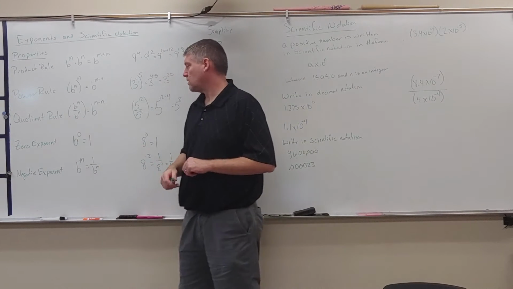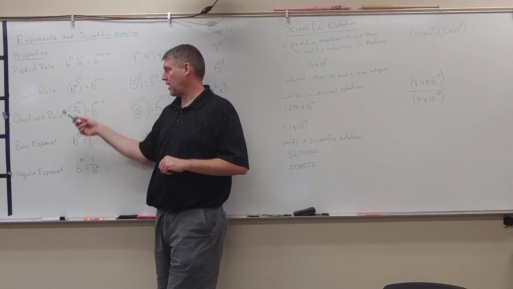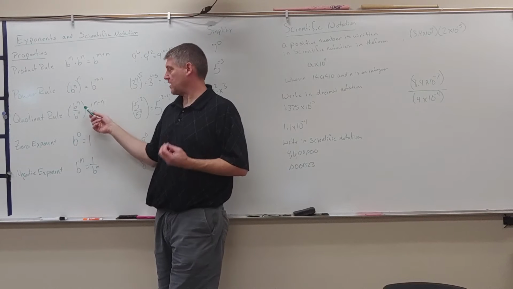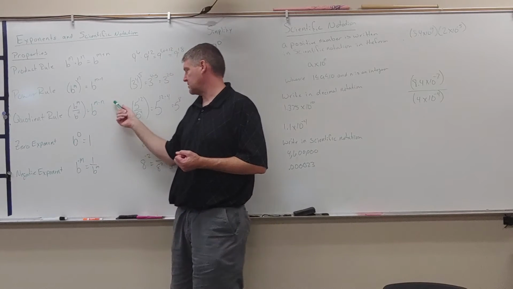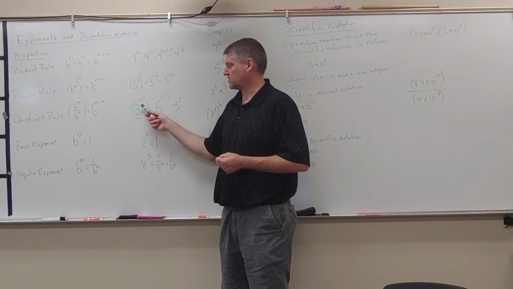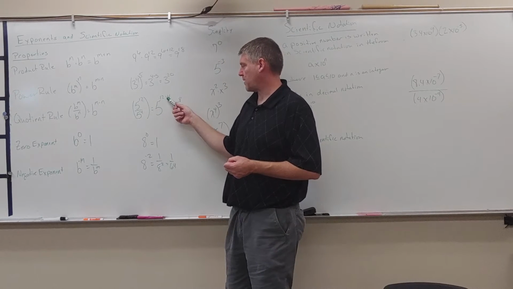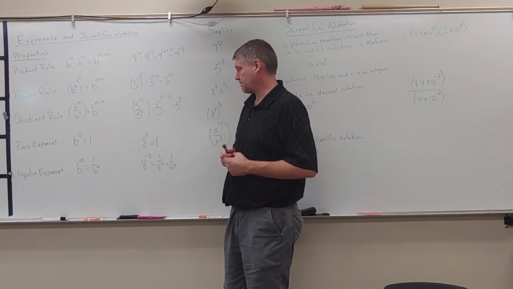The quotient rule is very similar to the product rule. So I have b to the mth over b to the nth. Now I'm going to subtract them: b to the m minus n. So here my example is 5 to the 12th over 5 to the 4th. That becomes 5 to the 12 minus 4, which is 5 to the 8th.